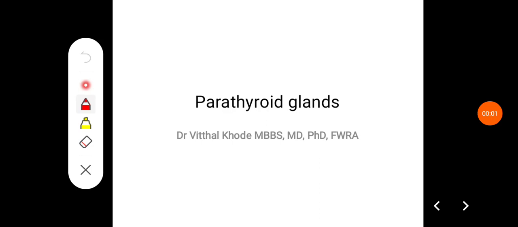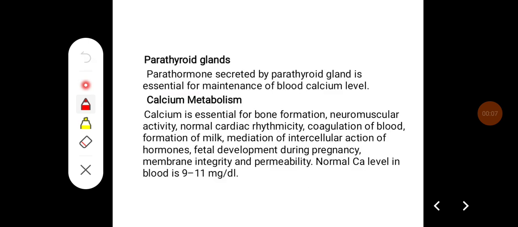Hello everyone. In this class, we'll study about parathyroid glands. Parathyroid glands are present on the posterior aspect of the thyroid gland. And parathormone secreted by the parathyroid gland is essential for maintenance of blood calcium level.